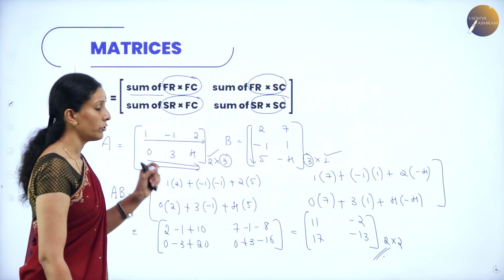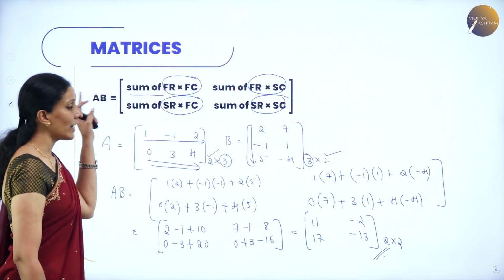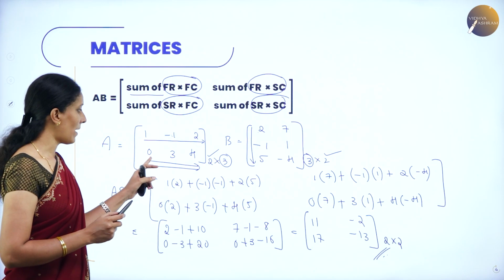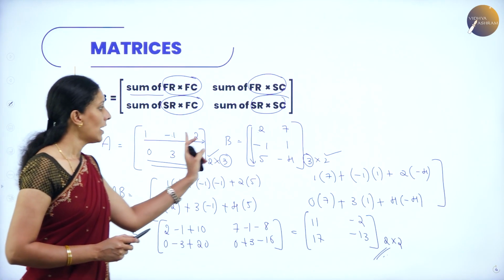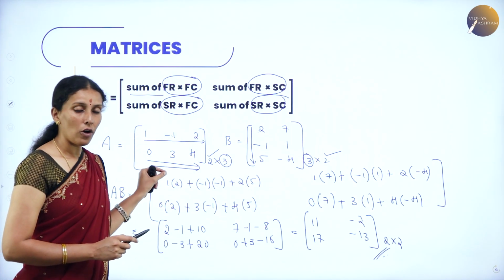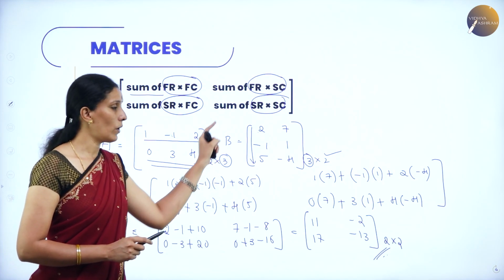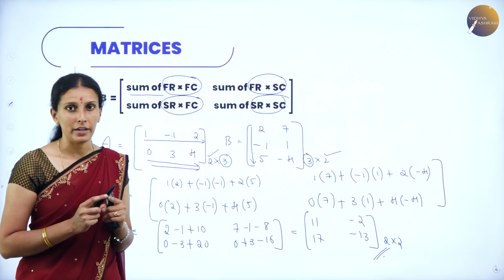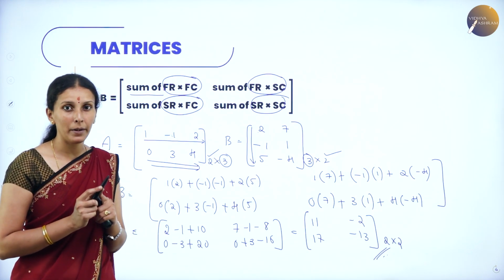So this is what you should know. That is, the product is defined only when the number of columns of the first matrix, you have 3 columns here and 3 rows here. So the number of columns in the first matrix must be equal to the number of rows in the second matrix. Then only we can define it. That is, the product AB can be defined.